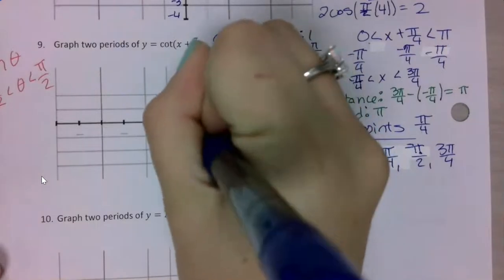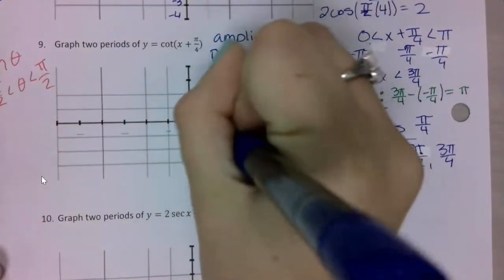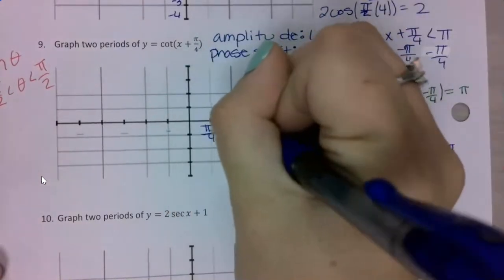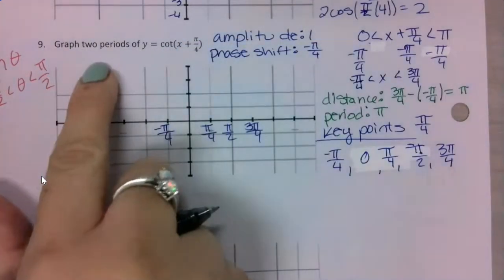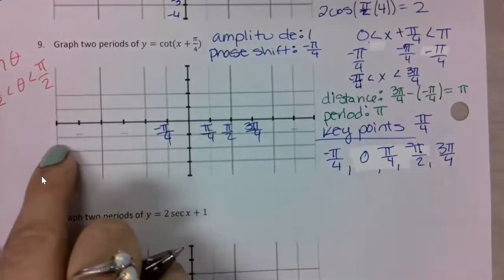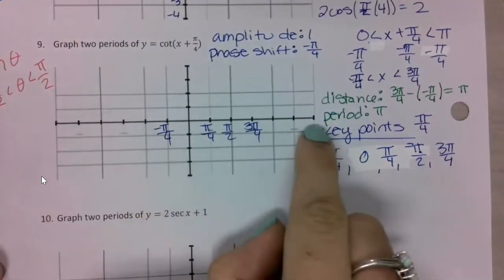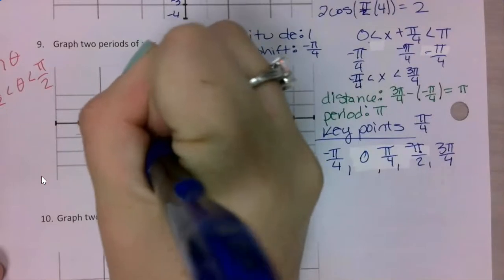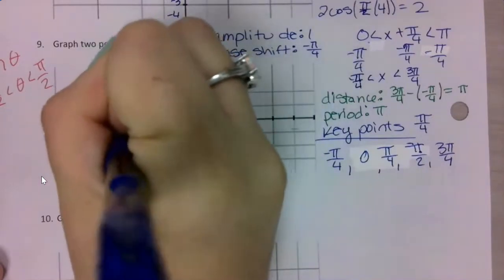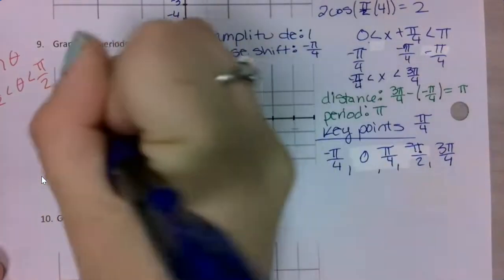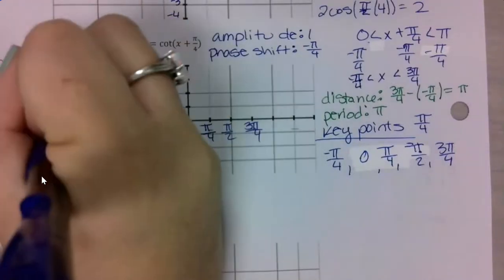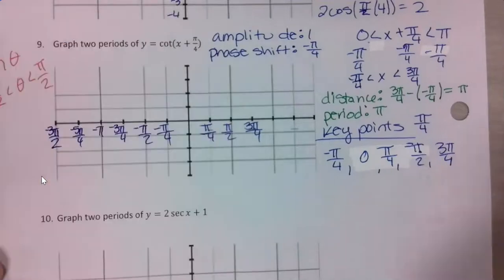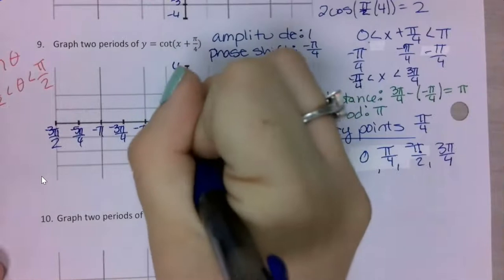So I have π/4 here, π/2, 3π/4, and then I'll do -π/4. I need two periods again. I can fit a whole period on the left, but I can't fit a whole period on the right, so I'm going to go left more. So I'm going to have -π/2, -3π/4, -π, -5π/4, -3π/2. I'm going to count by ones on my scale for my y-axis.